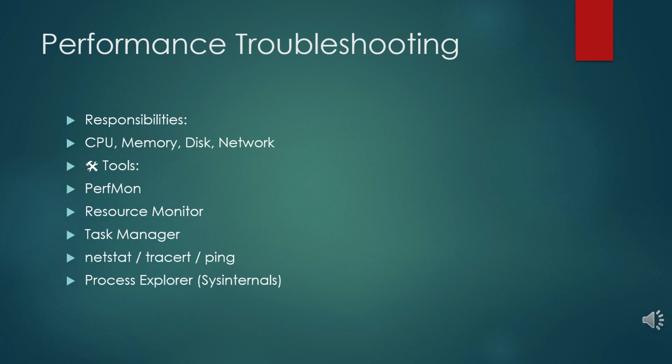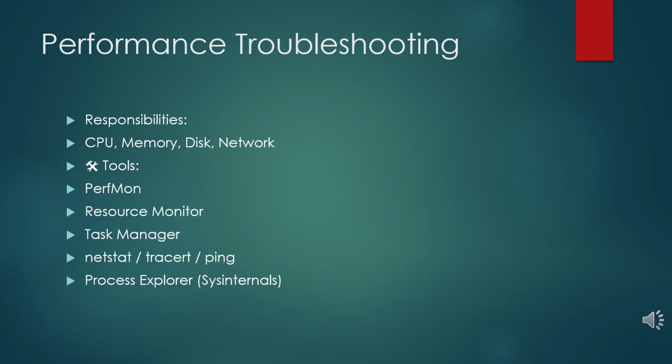Now let's look at a real-time scenario. Suppose users report that an application hosted on a server is very slow. First, we open Task Manager and check CPU and memory usage. If CPU is high, we identify the process. Next, we open Resource Monitor to analyze disk and memory usage. If everything looks normal, we move to network troubleshooting using ping and tracert. If still the issue is not clear, we use Process Explorer to analyze processes in detail.